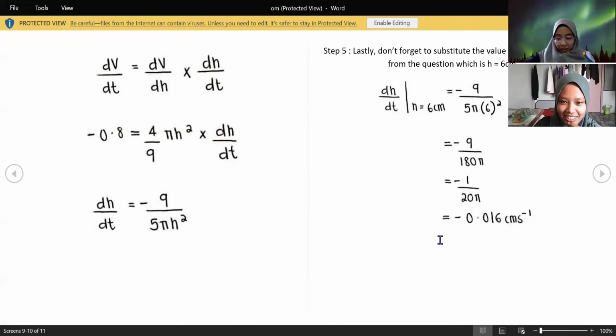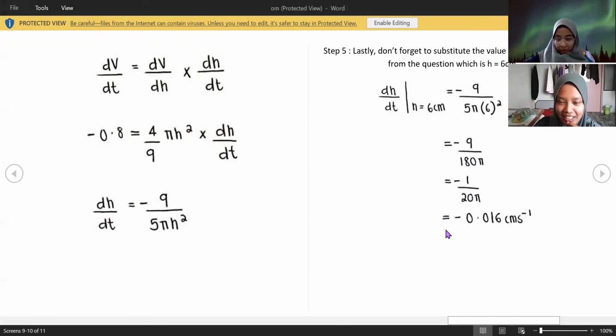So we just need to leave the answer with the negative, because the question describes the rate of the water level decreasing. I see. Now I understand. Thank you, Alia.